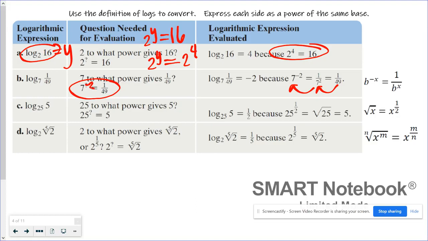Okay, so log base 25 of 5. 25 to what power is 5? Well, I know that the square root of 25 is 5. So I can rewrite the square root of 25 as 25 to the 1/2 power. So I would have 25 to my unknown equals, I'm rewriting 5 as 25 to the 1/2 power. This one's kind of funky, but I end up with 1/2. Great.